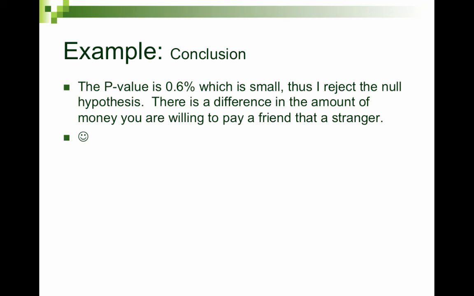Our conclusion tells us that with a p-value of 0.6%, which is small, we reject the null hypothesis. There is a difference in the amount of money you are willing to pay a friend than a stranger. In this case, we don't know if we are more interested in paying more for our friend than a stranger. We'd have to do an interval to figure that out. But all we can tell here is that there is a difference.